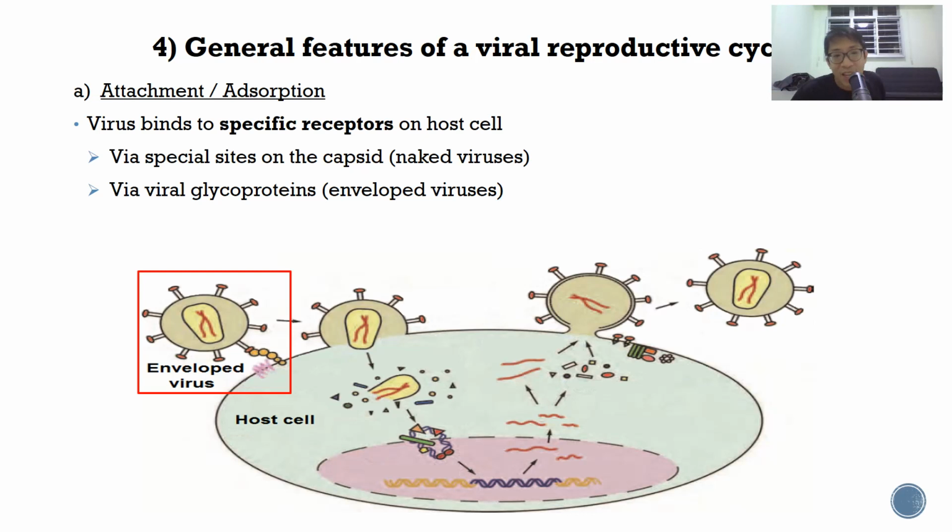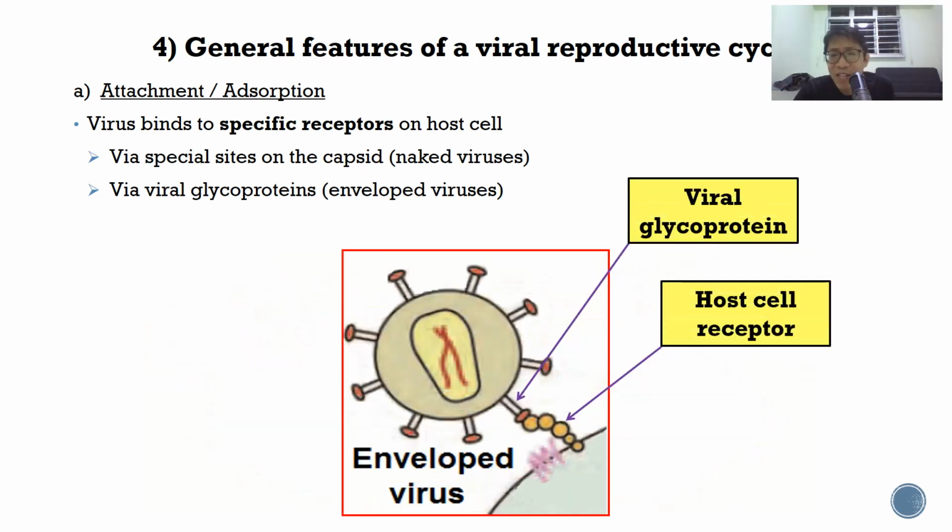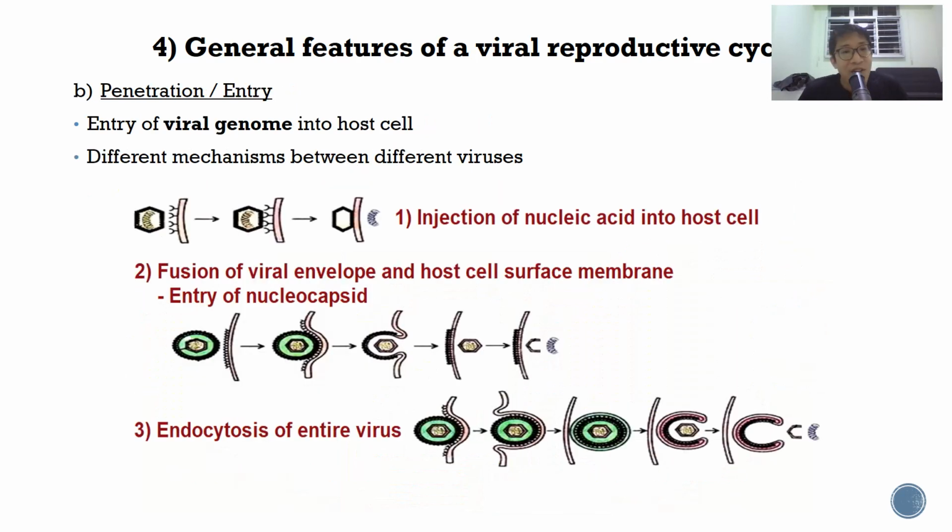The binding to these specific receptors on the host cells would be either via parts of the capsid coat for a naked virus, or the viral glycoproteins of the envelope viruses, so a protein that is found on the outermost layer of the virus. There's a diagram showing you the binding. In this case, it's an envelope virus, so you have the viral glycoprotein on the viral envelope binding to the specific host cell receptor. Nothing much, let's move on.